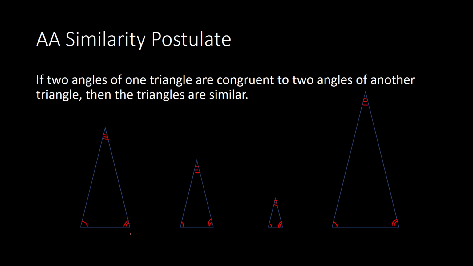So technically, we need all three angles to be the same. But if we know two angles are the same, then by logic, the third angle must be the same as the other third angle as well. So all we need is two angles being congruent.